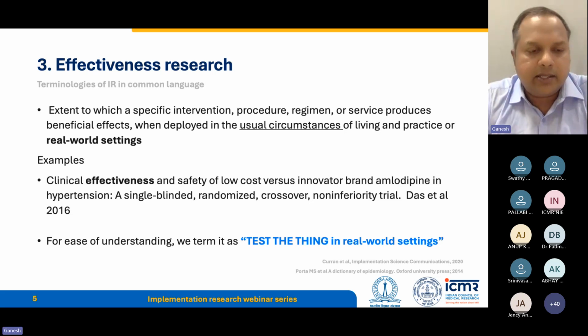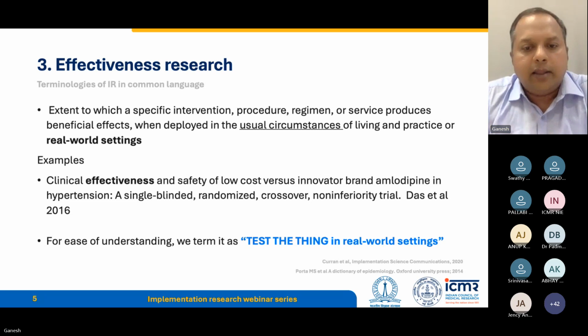The example here is clinical effectiveness and safety of low cost versus innovator brand amlodipine in hypertension. Here you can clearly see it's a single blinded randomized crossover non-inferiority trial. This is a non-inferiority crossover trial, but it is applied in a real world setting in order to test the clinical effectiveness of that. Okay.